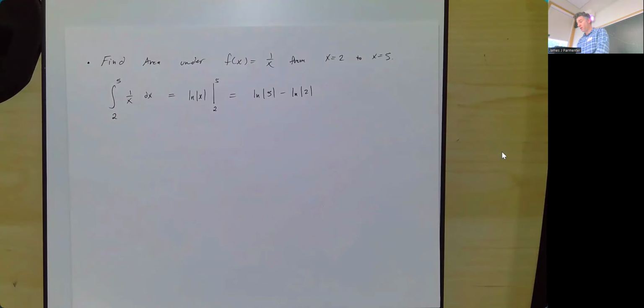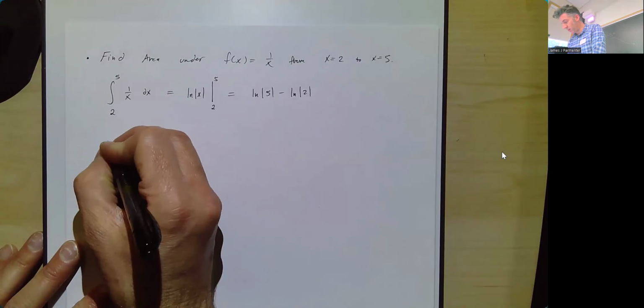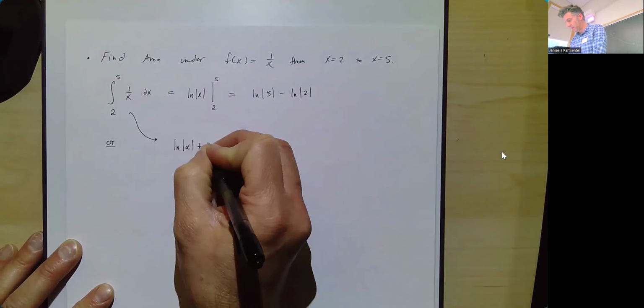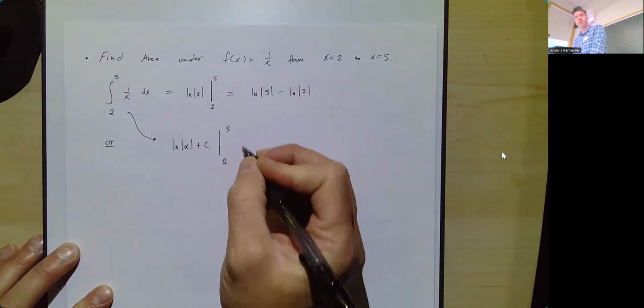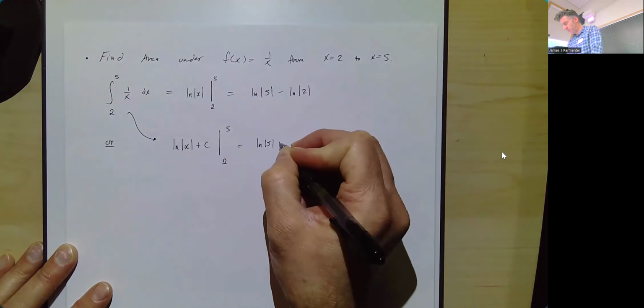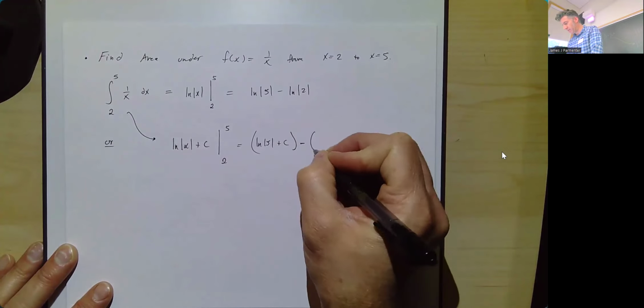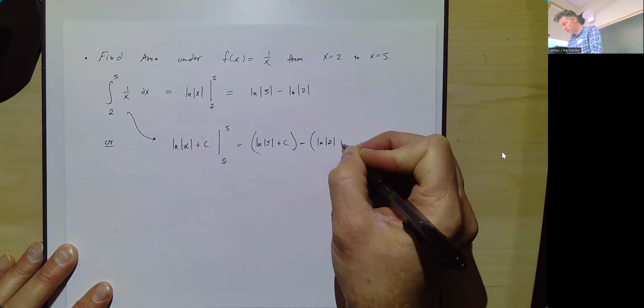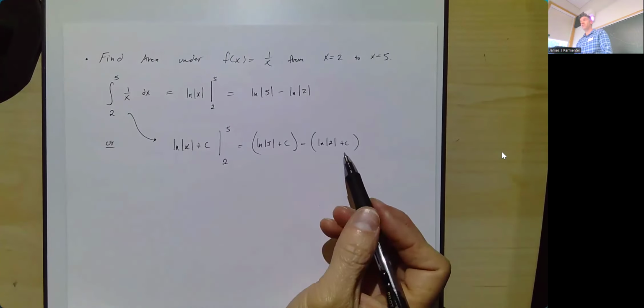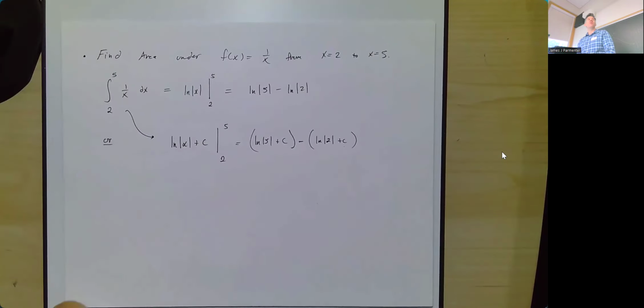I could have instead written this is going to equal the natural log of the absolute value of x plus c evaluated from 2 to 5. Well, look what happens when I do that. I get the natural log of the absolute value of 5 plus c minus the natural log of the absolute value of 2 plus c. What happens to those c's? C minus c, that's going to be 0. So we never, for definite integrals, write plus c, although you totally could, because they always end up canceling out. So they're totally unnecessary.